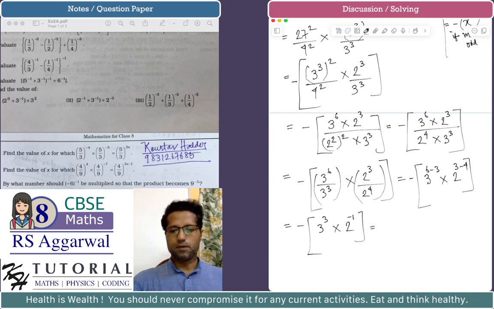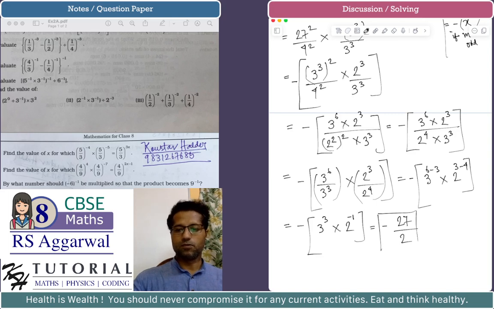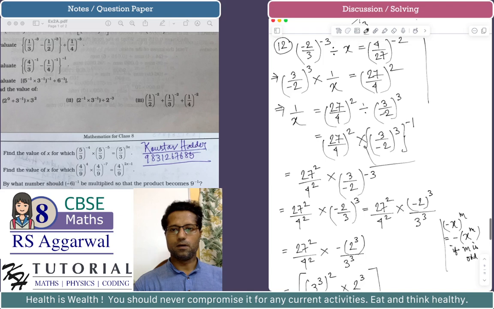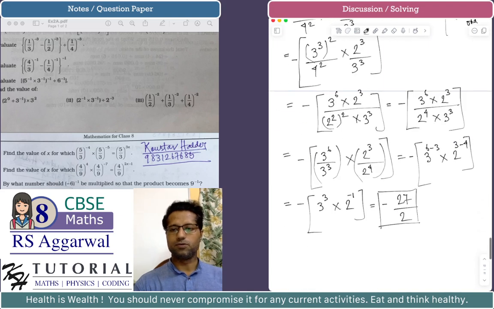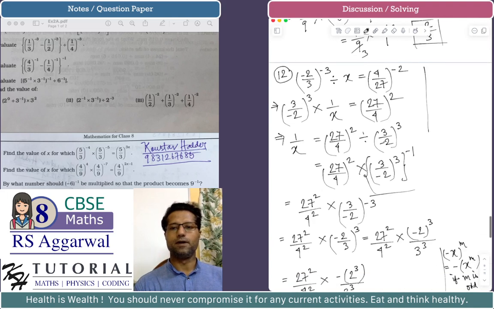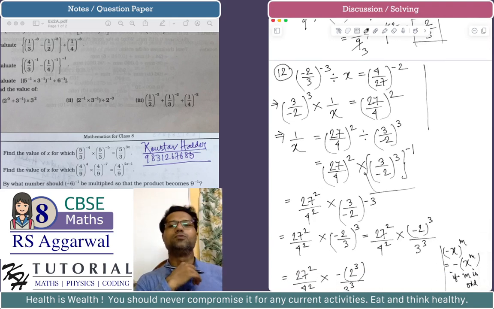This is equal to negative of 3 cube, which is 27, multiplied by 2 to the power minus 1. 2 to the power minus 1 means the reciprocal of 2, that is 1 by 2. So minus 27 by 2 is the answer. This is the number, that is minus 27 by 2, is the number we should divide minus 2 by 3 raised to the power minus 3 to give 4 by 27 raised to the power minus 2.